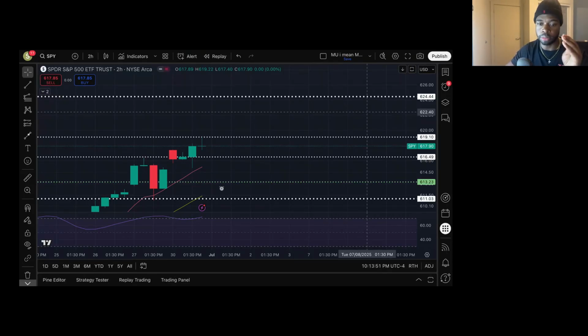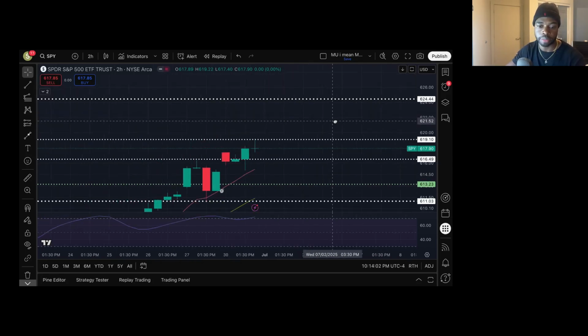When you're taking trades, you want to take trades really on key levels. That's where major things happen: tests, rejections, bounces, supply and demand zones. They're all on key levels. Okay, so that's one thing.